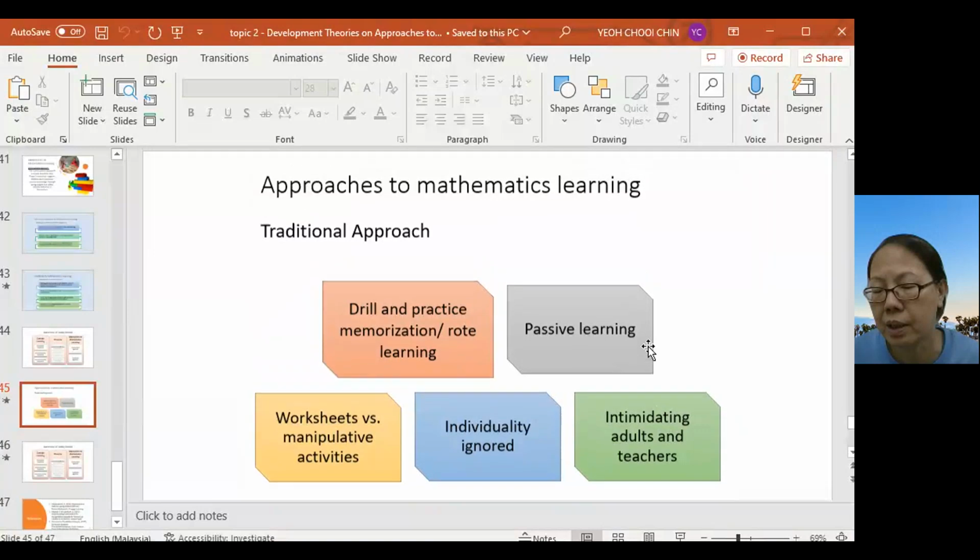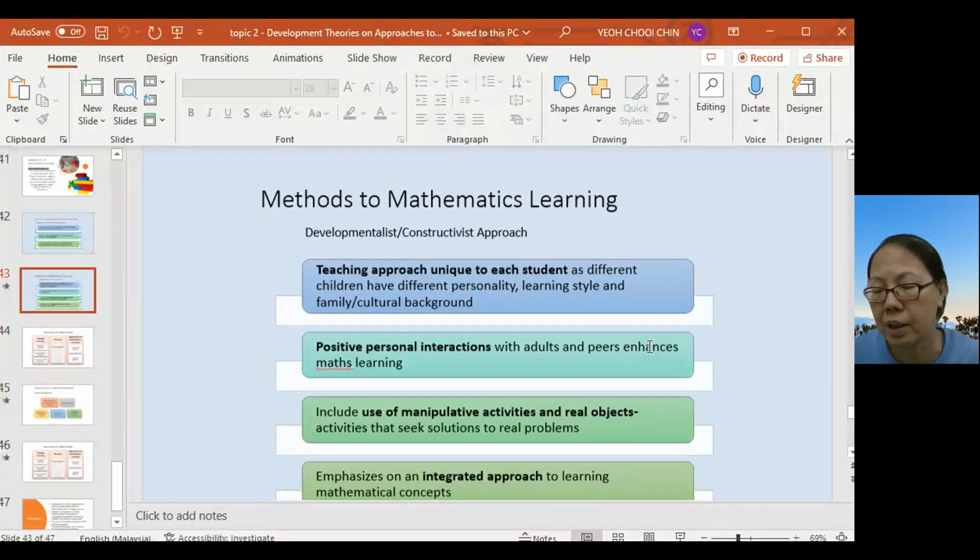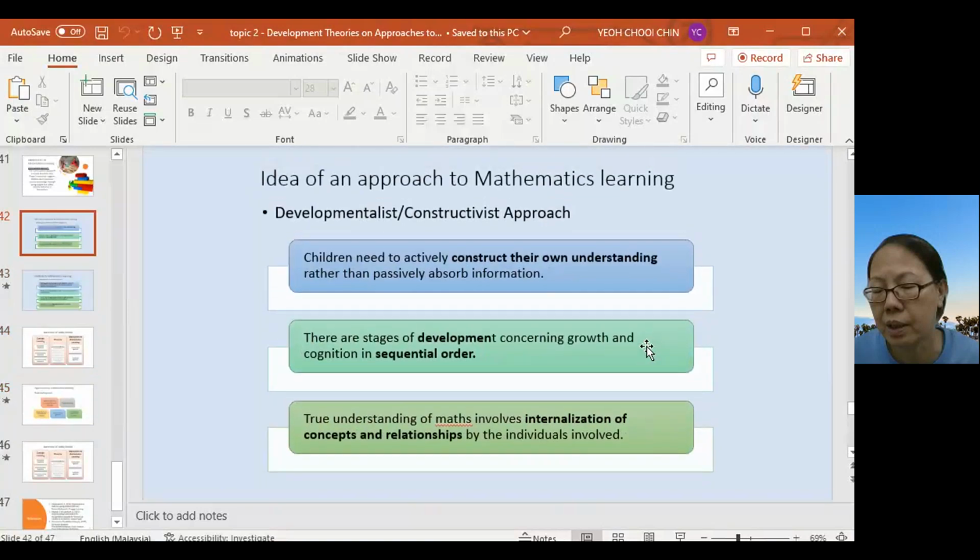Okay, the line is back again. The line is not very good these days. There are stages of development concerning growth and cognition in sequential order. They have to learn sequential order. Understanding of maths involves internalization of concepts and relationships.